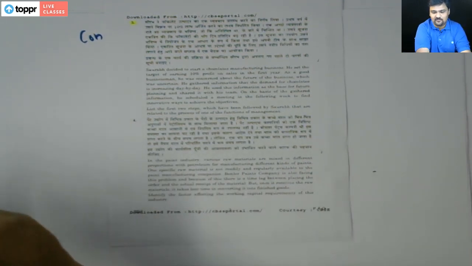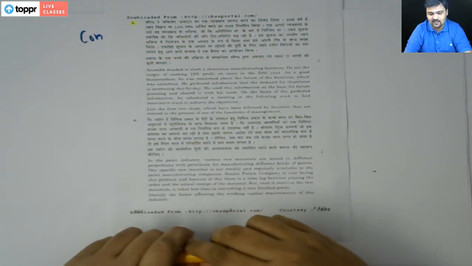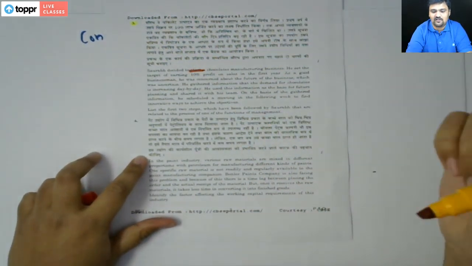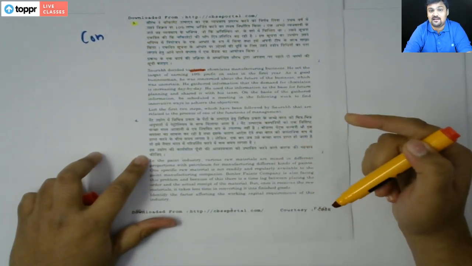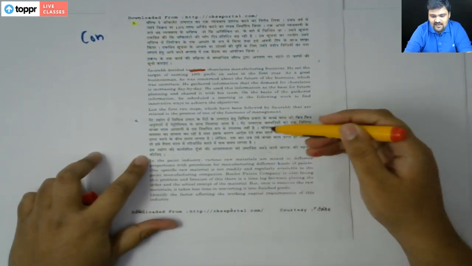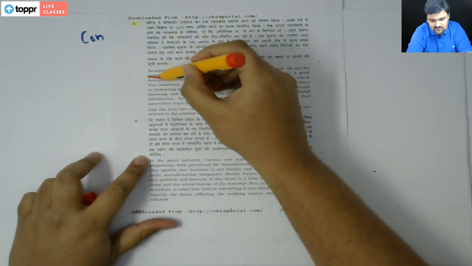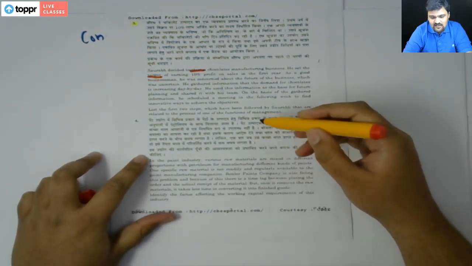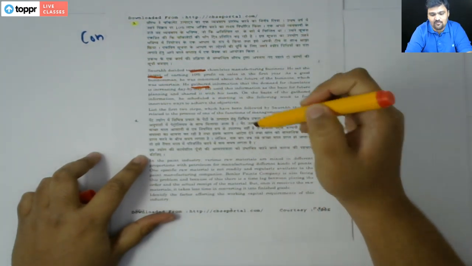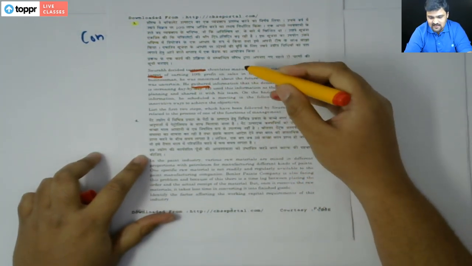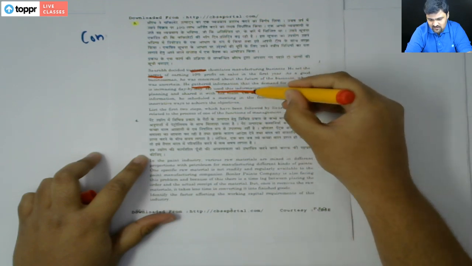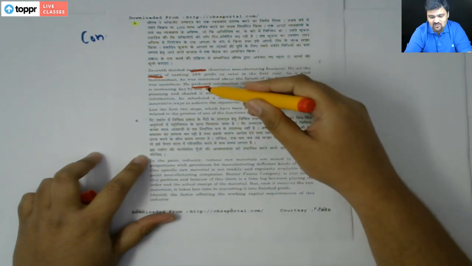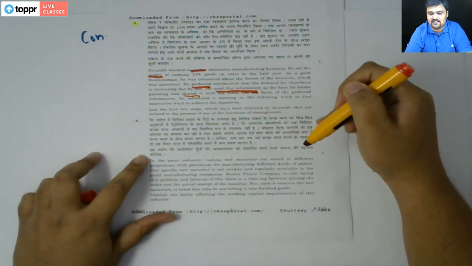Now, when you come to this, understand that Saurabh decided to start a chocolate manufacturing business. So start is one of the keywords. He set the target, so target is the next keyword. Now he gathered information. He used this information as the base for future planning and shared it with his team.